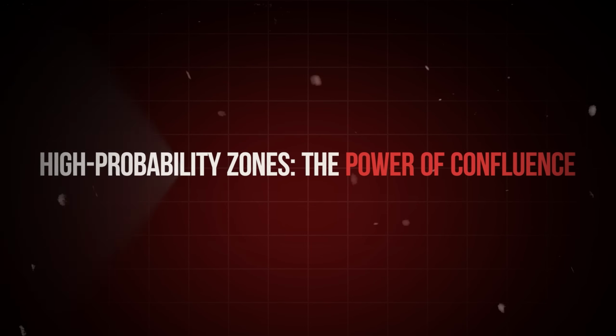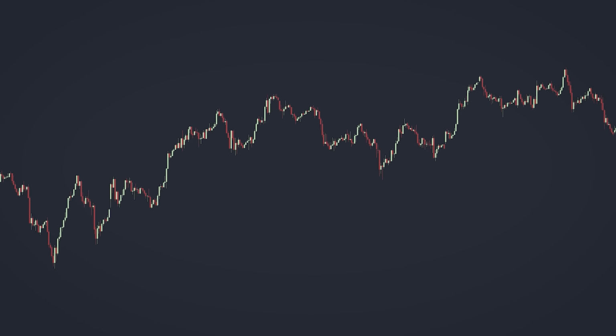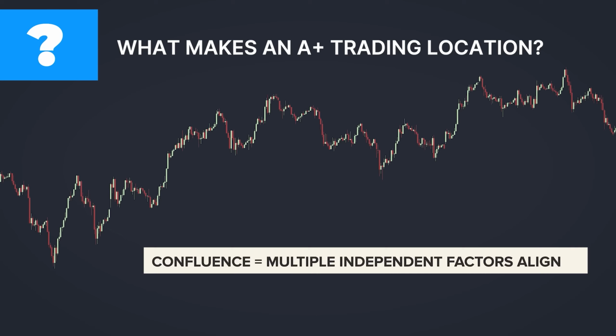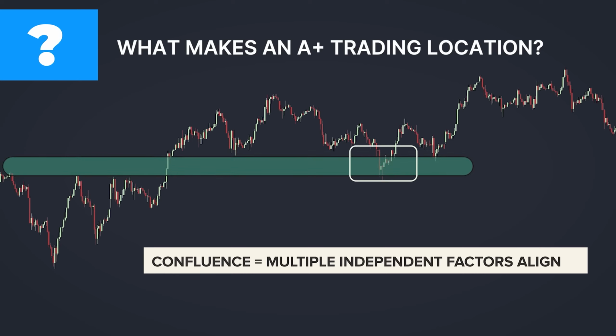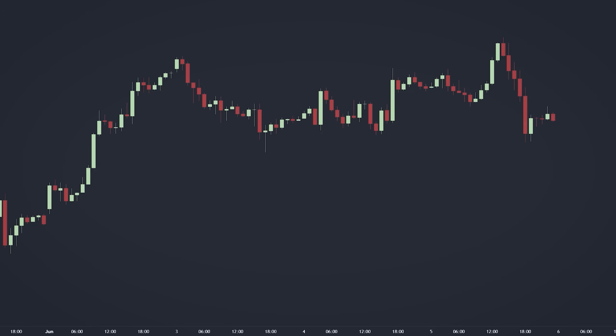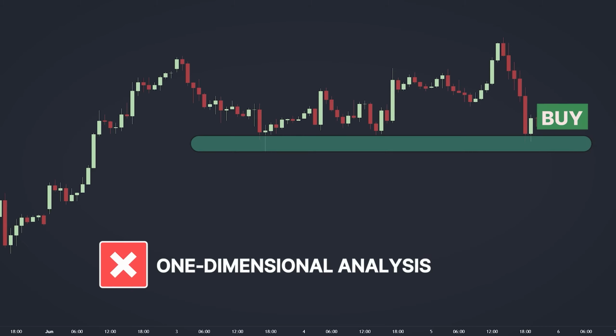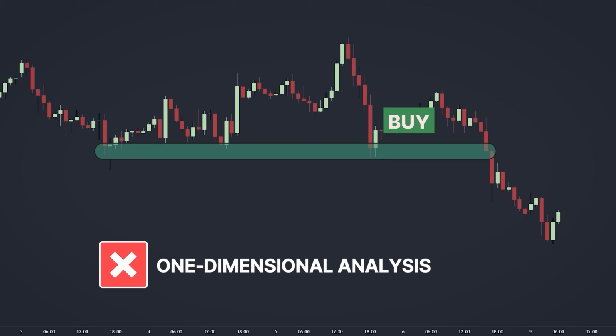Now we start building. The foundation is laid. Let me show you how to find an A+ trading location. This is a concept called confluence, where multiple factors align to signal a powerful opportunity. Most traders are one-dimensional. They see a support level and they buy. That's it. They trade one reason and hope it works.